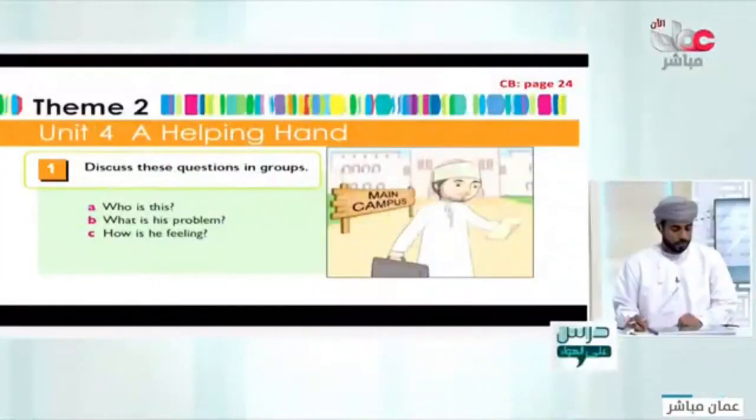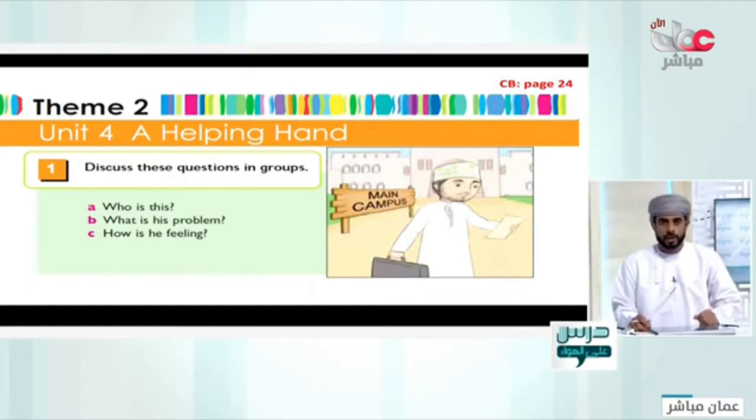Today inshallah we are going to talk about a new unit in theme 2, which is unit 4, a helping hand. In this unit you are going to practice listening for specific information, and you are going to practice asking and answering questions related to future plans. And maybe if there's time, we are going to edit a little bit of letters, and maybe you are going to write some letters for your teachers. So Bismillah, let's start the lesson.